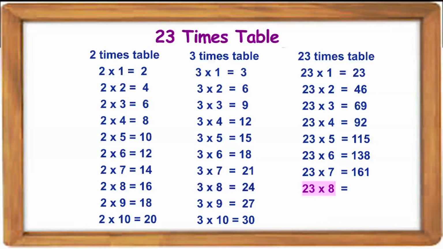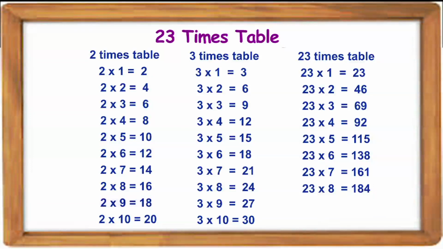Similarly, 2 8s are 16, 3 8s are 24. Now, 23 times 8 is in units place 24 and in tens place 16. That is, we write units digit as 4 and we carry over 2 to 16. It becomes 18. So 23 times 8 is 184.